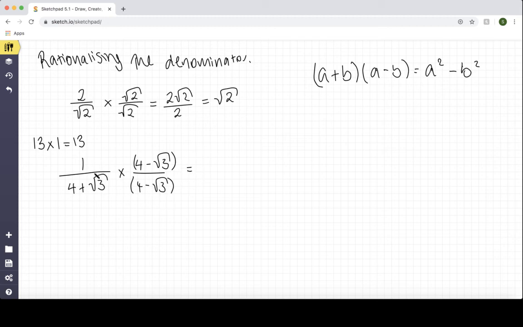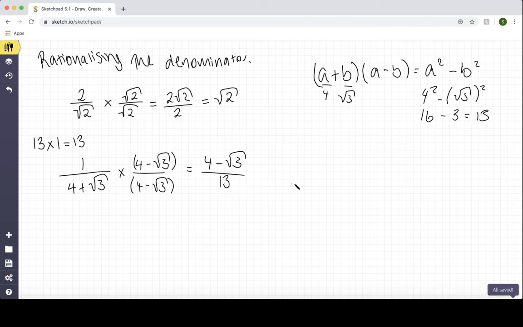Okay, so times the top together, we've got 1 times 4 minus root 3, which is just going to be 4 minus root 3. And then at the bottom, we've got 4 plus root 3 times 4 minus root 3. Well, we can use this formula. We've got a is 4, and b is the square root of 3. So this is going to be equal to 4 squared minus the square root of 3 squared. So 4 squared is 16, and then the square root of 3 squared is 3, and this is equal to 13. So this number down here is going to be 13, and that's your answer. You've rationalised the denominator, and now you've got a number here rather than a surd.